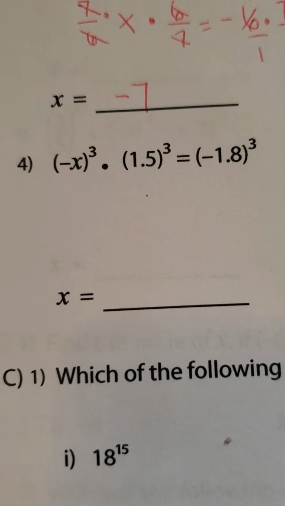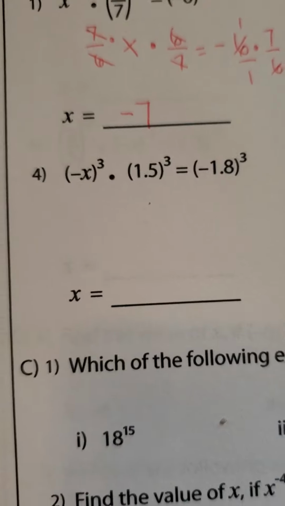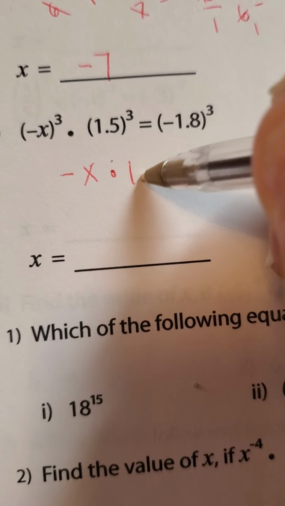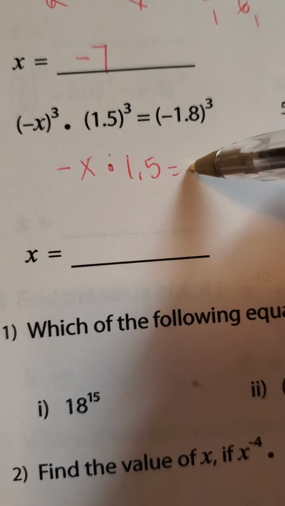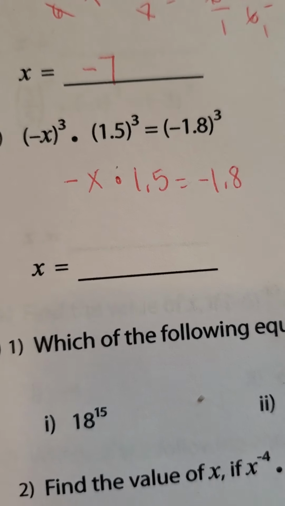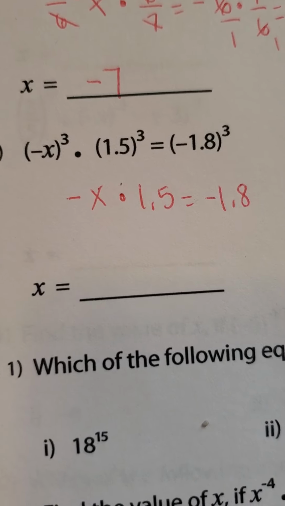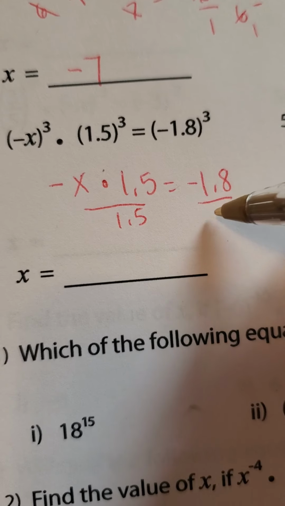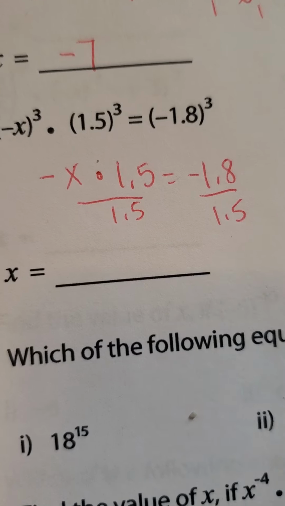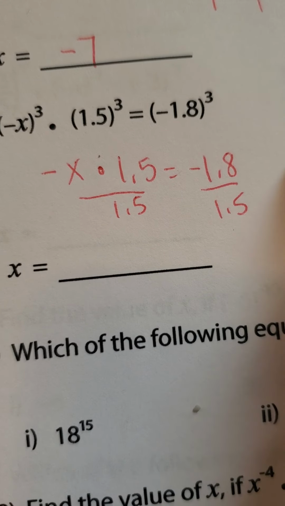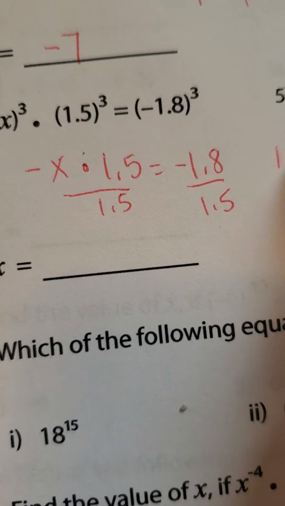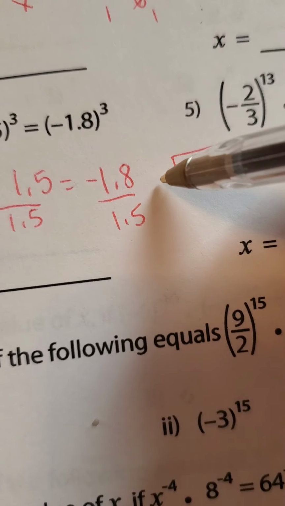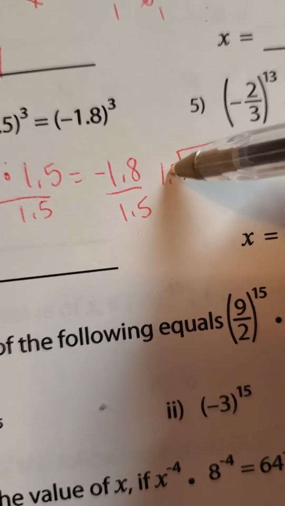Question number 4. Again, we're looking for that base. So I have negative x times 1.5 equals negative 1.8. Okay, so I'm going to divide by 1.5. And again, it's okay to use a calculator if you need to. I'm going to go ahead and put my work over here to the side.